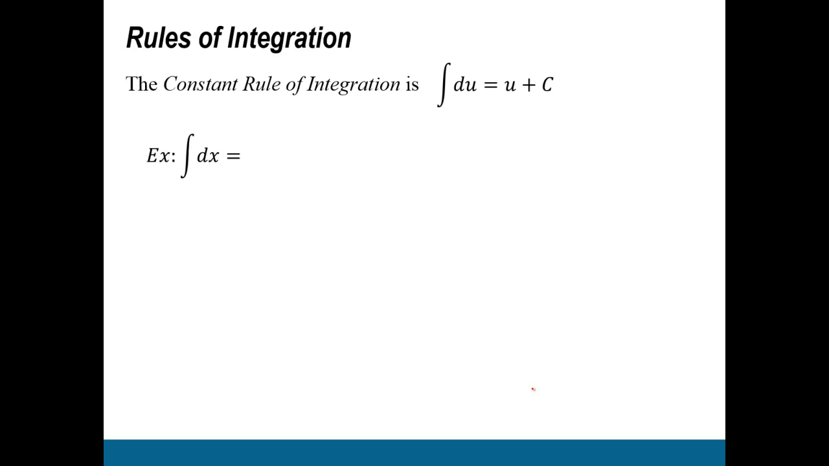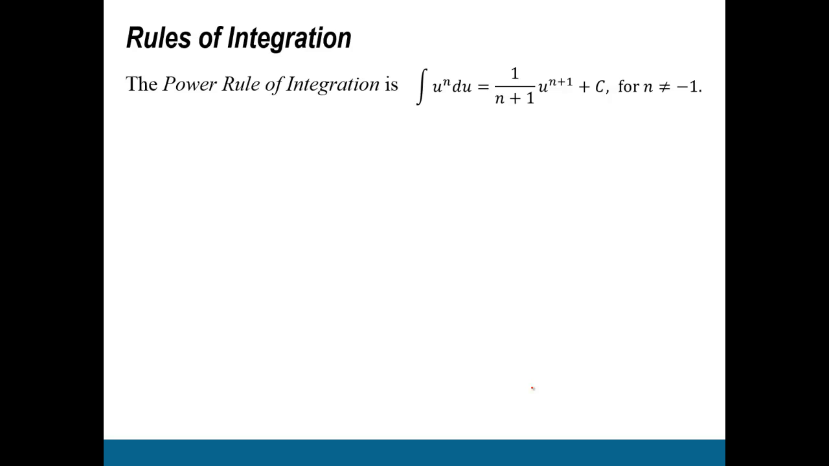In the first example, we're asked to find the integral of dx. So we'll use the formula, we'll simply change the variables. The integral of dx is equal to x plus the arbitrary constant. In the next example, we're asked to integrate 3 dx. The integral of 3 dx is 3x plus c. And in the last example, using the constant rule, we're asked to integrate negative 5 dx. And the integral of negative 5 dx is negative 5x plus c.